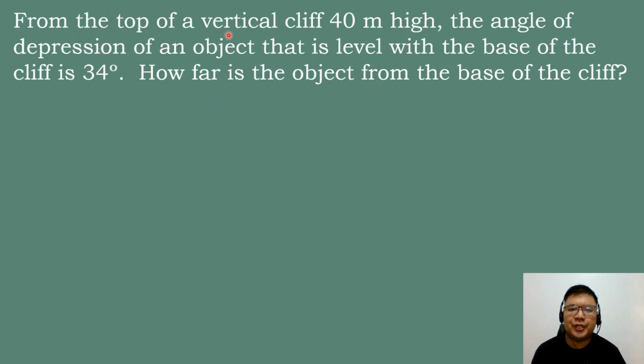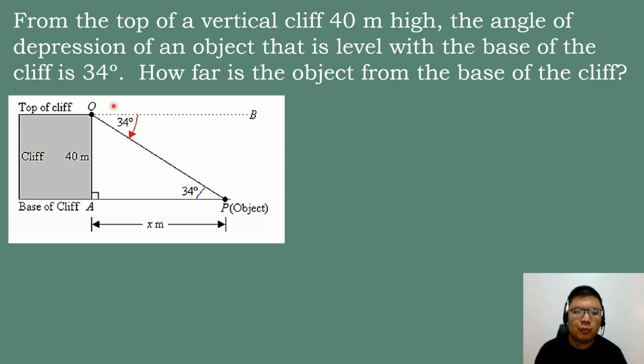From the top of a vertical cliff 40 meters high, the angle of depression of an object that is level with the base of the cliff is 34 degrees. How far is the object from the base of the cliff? So this will be our illustration. So this one will be the angle of depression, and notice that the angle of elevation and angle of depression is congruent with each other, because this one is alternate interior angle. So alternate interior angles are congruent.